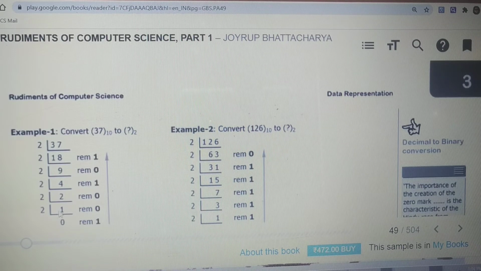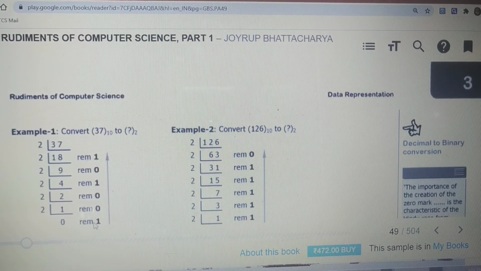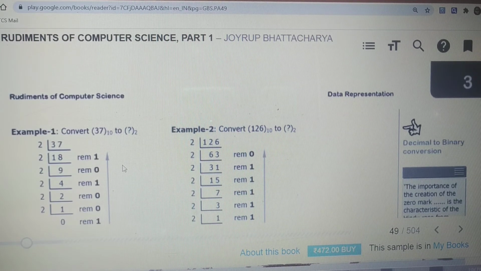Here 1 is there. Till the quotient is 0 we have to continue. So the quotient is still 1, and we cannot divide 1 by 2. That's why quotient is 0 and remainder is 1. And what you have to do, from bottom to top we will consider. It is the rule, from bottom to top we will consider. So what will be our answer? 1 0 0 1 0 1. In this way we are converting from decimal to binary.